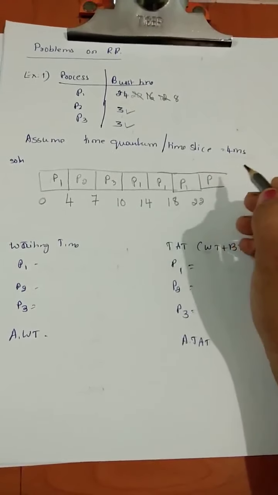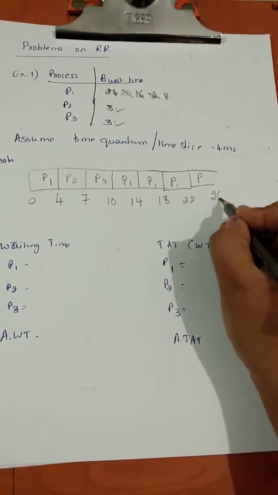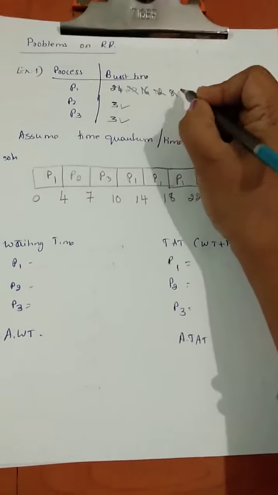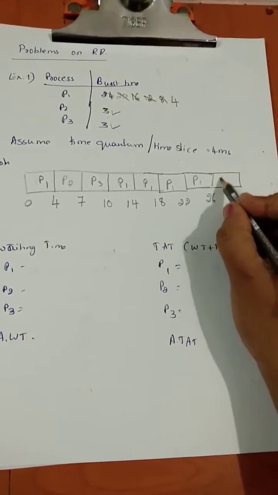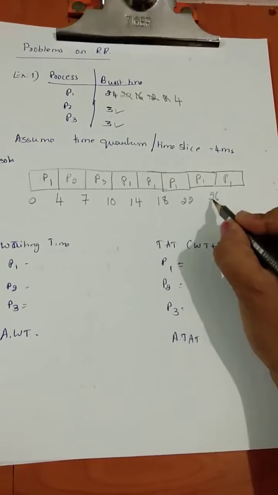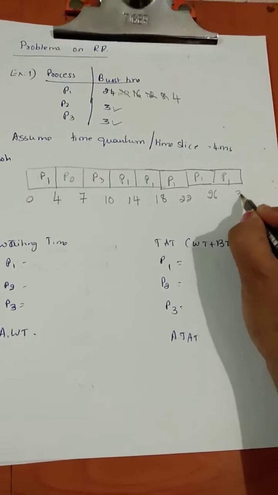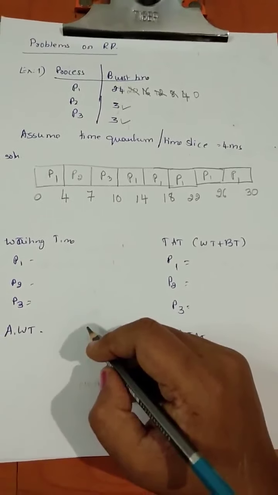And here again P1 will remain. Schedule it for 4 milliseconds. It will be 26, and the remaining will be 4. And finally the last time slice of process P1 will be executed. So 26 plus 4, it is 30, and this will become 0. This is how it is executed.